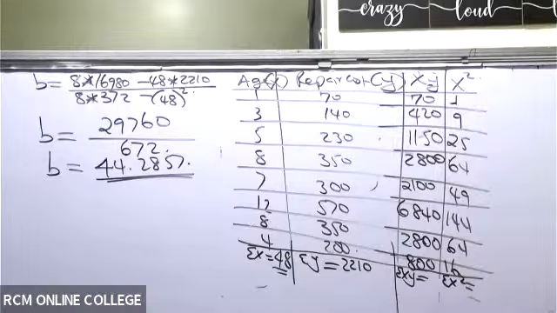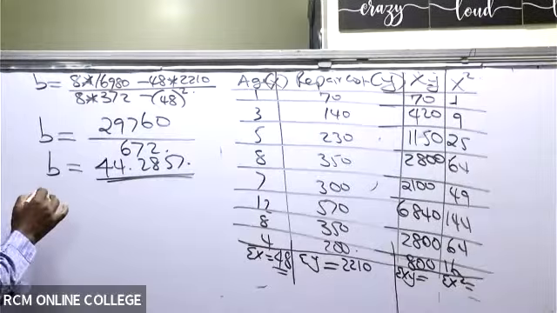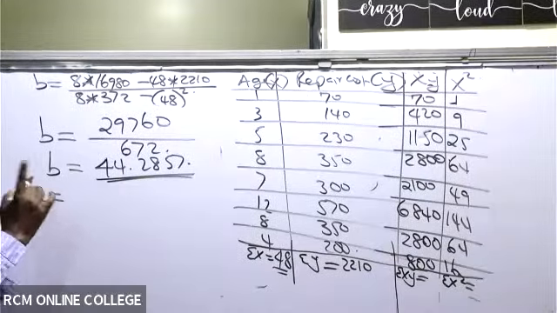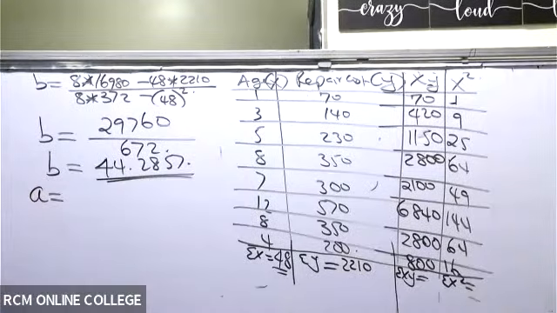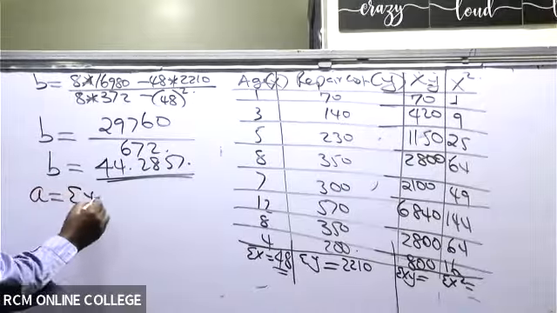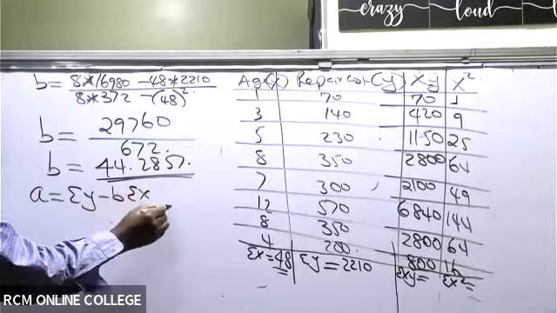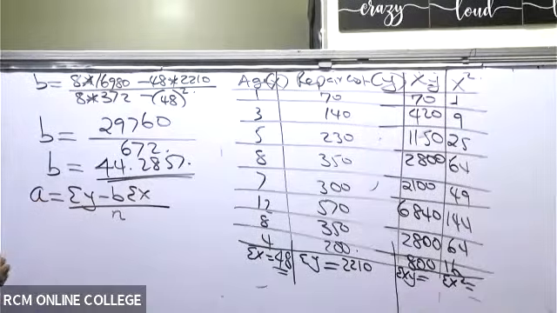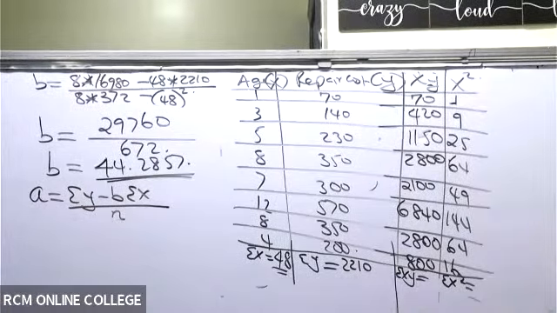And once you now get the value of B, getting A is as easy as a walk in the park. To get A, we normally take summation of Y minus B, summation of X, divided by N.